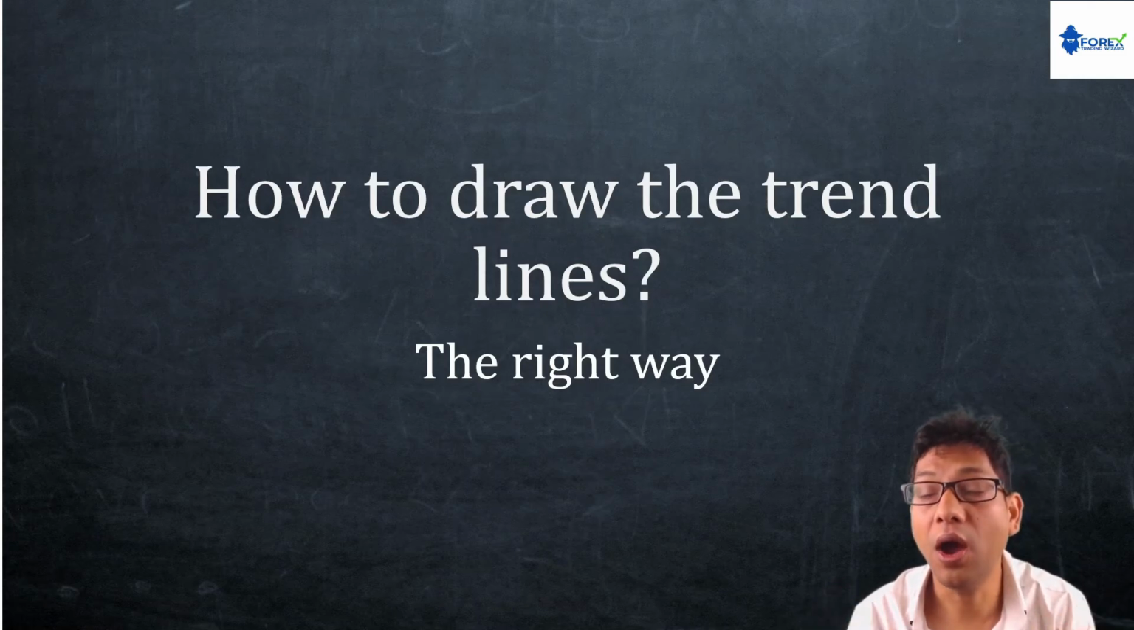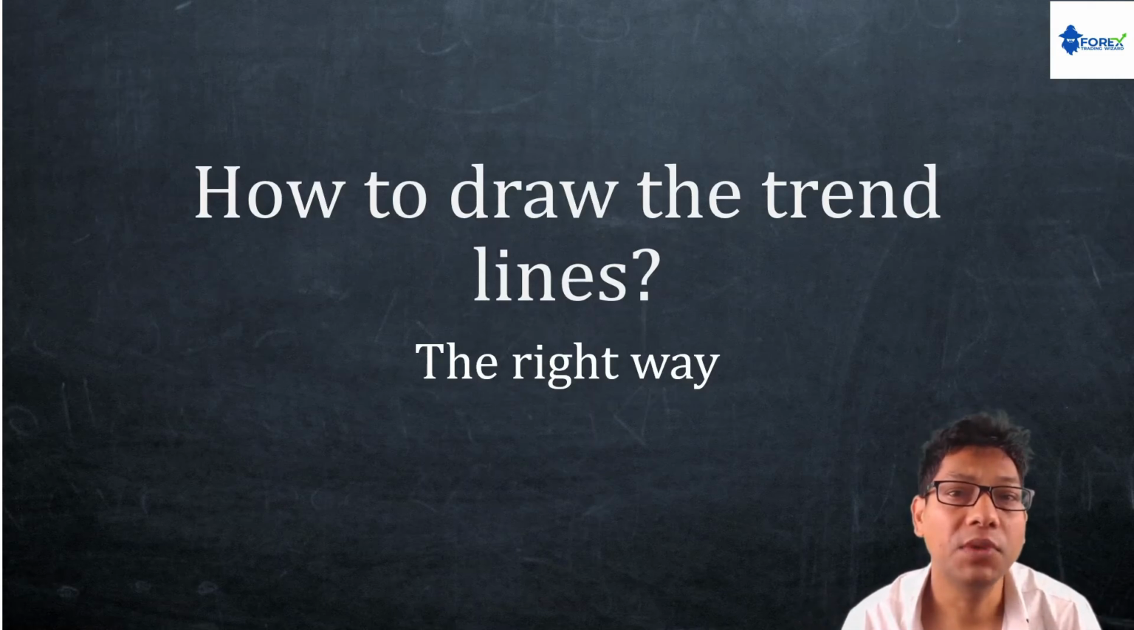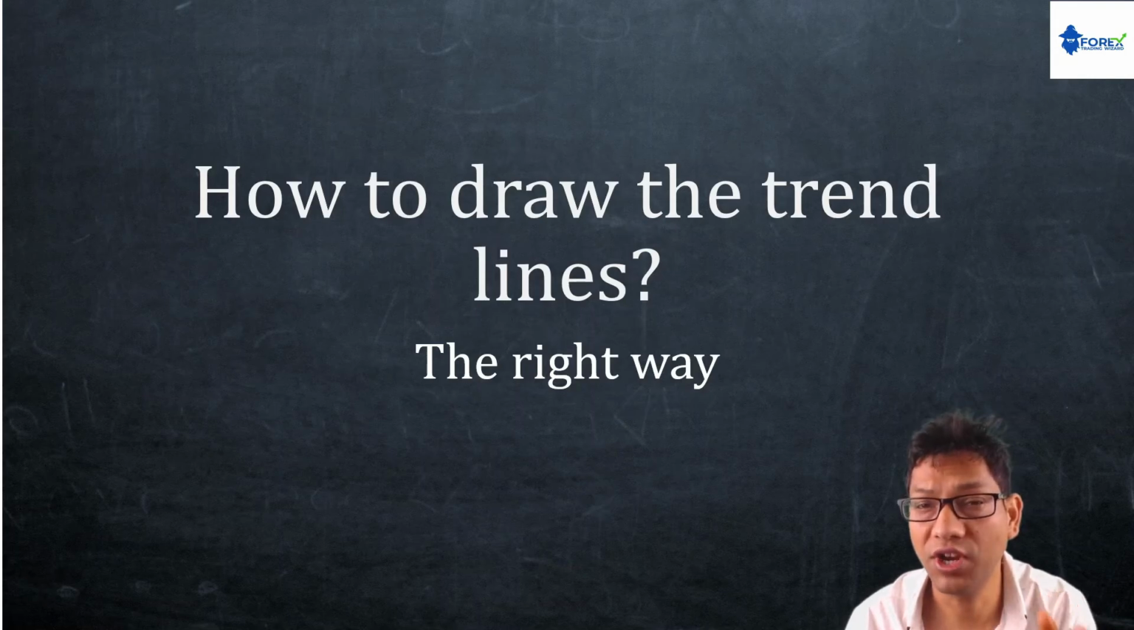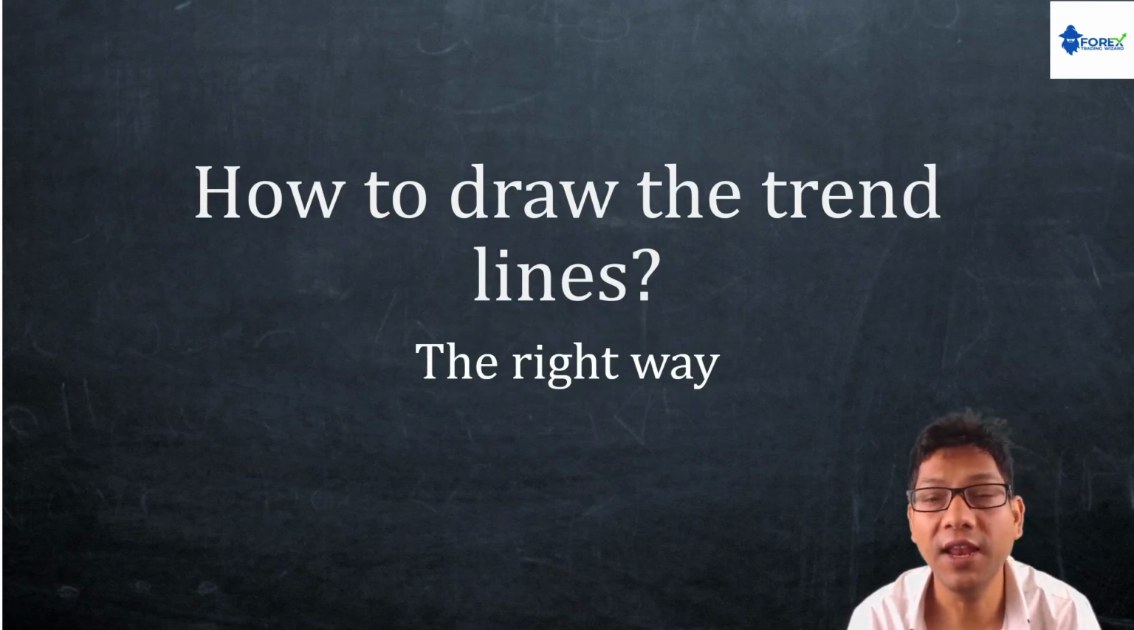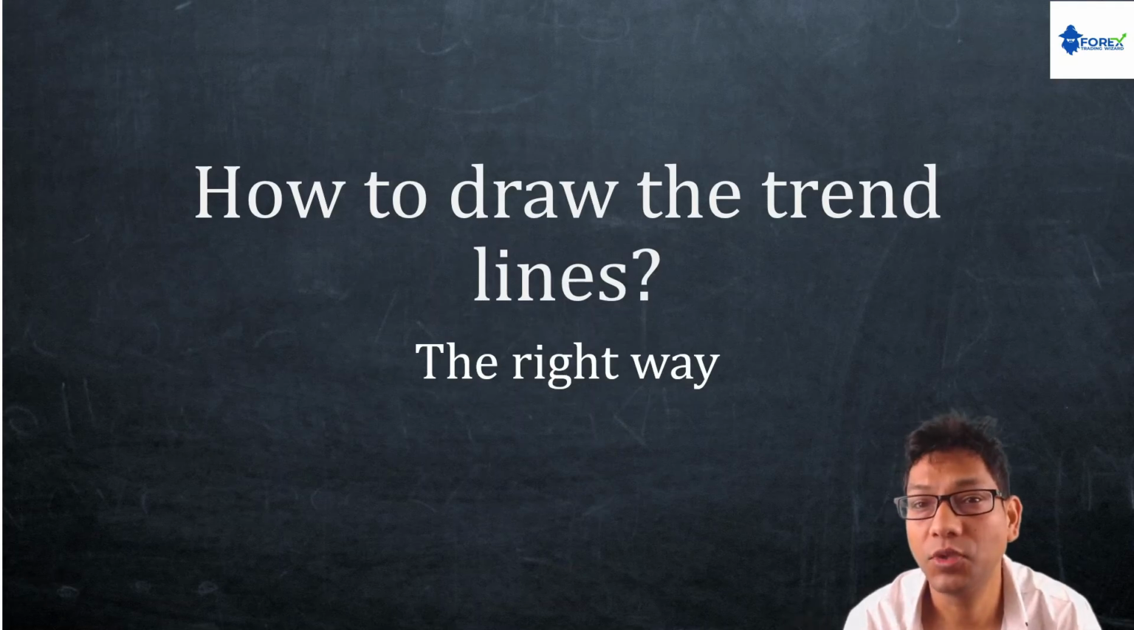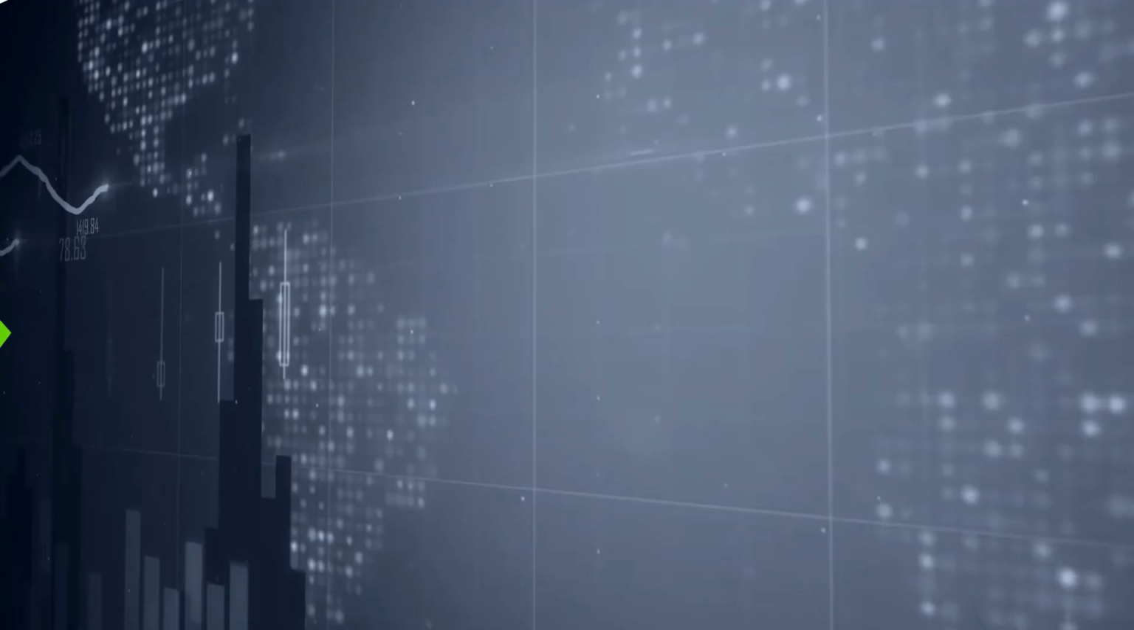If you don't know how to draw the trend line properly, you might end up with a lot of losing trades, because trend is your friend until it bends in the end. If you don't know how to draw a trend line, then you cannot make the trend your friend. With that said, let's begin.